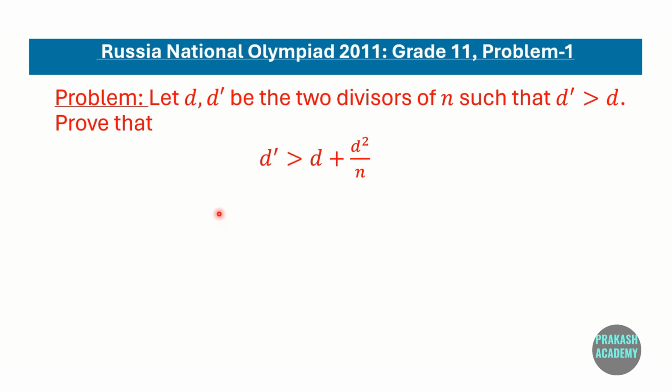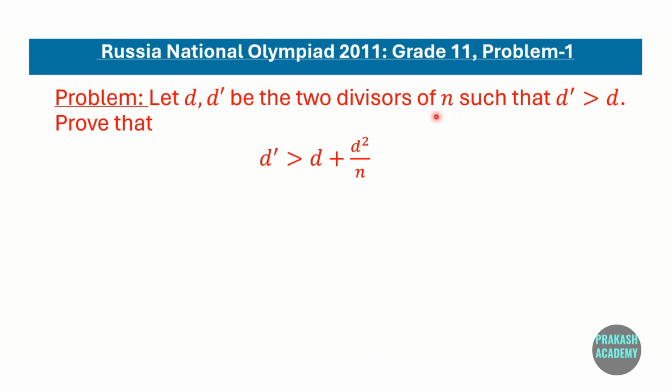This problem was asked in the Russia National Olympiad, and the problem says: let d and d dash be two divisors of n such that d dash is greater than d. Then you have to prove that d dash is also greater than d plus d square by n.